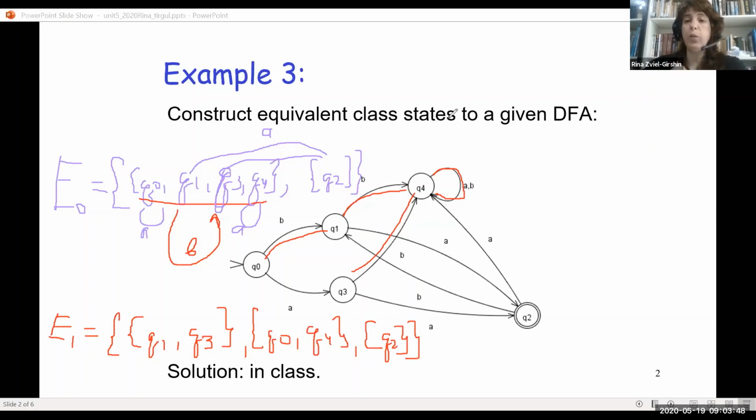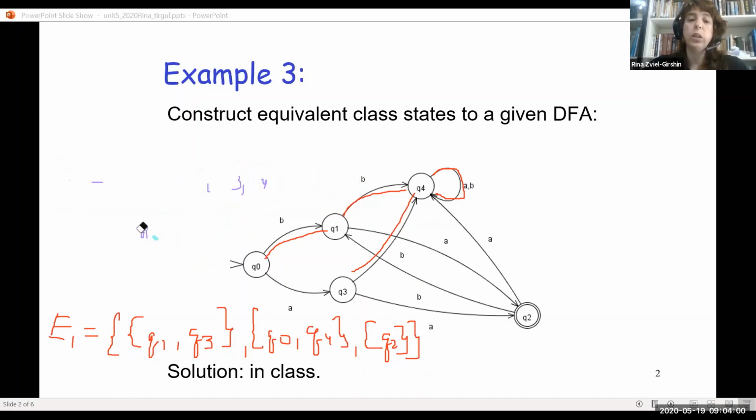Any questions till now? Okay. So the next step, when I look at the separation word of length 2, but I actually don't need to look at length 2, I can take an additional letter of the alphabet, and the idea is, can I separate Q1 and Q3, and can I separate Q0 with Q4? If yes, then I have new equivalence classes, and I can continue with the algorithm. If I can't separate, I should stop.